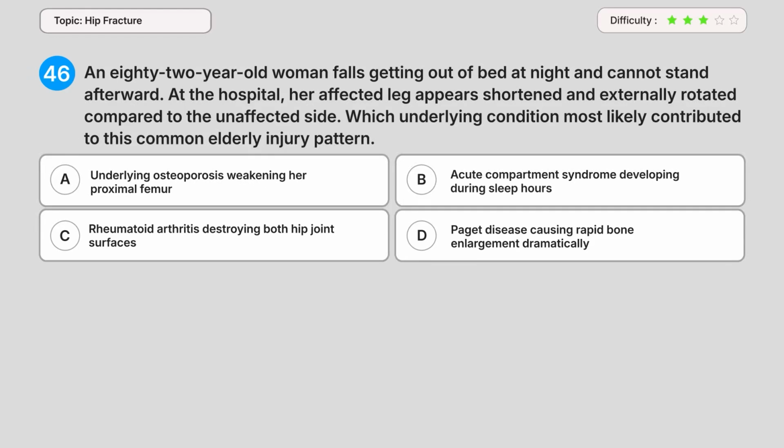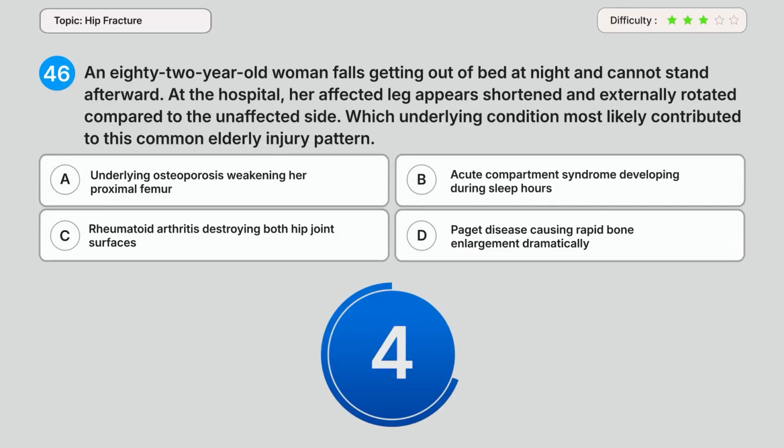A. Underlying osteoporosis, weakening her proximal femur. B. Acute compartment syndrome, developing during sleep hours. C. Rheumatoid arthritis, destroying both hip joint surfaces. D. Paget disease causing rapid bone enlargement dramatically. What do you think is the answer?